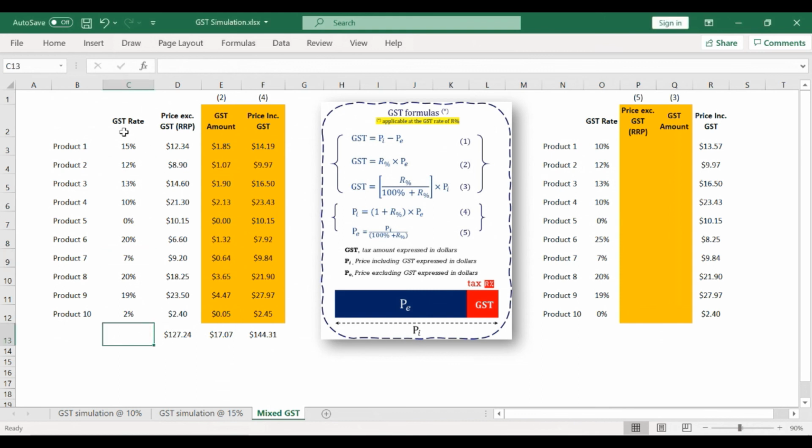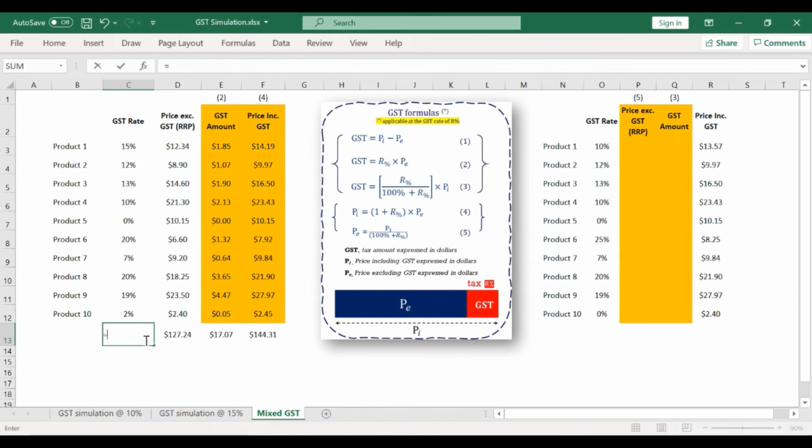you cannot simply average percentages. It's really misleading. One way of calculating the average GST rate is using the actual or the absolute numbers here. So to calculate the GST rate here, we can use equation number 2. But this time, what we want is R%. We have the GST amount, which is $17.07, and we have the price excluding GST, which is the total, $127.24. So let's go ahead and reflect equation number 2 in cell C13.